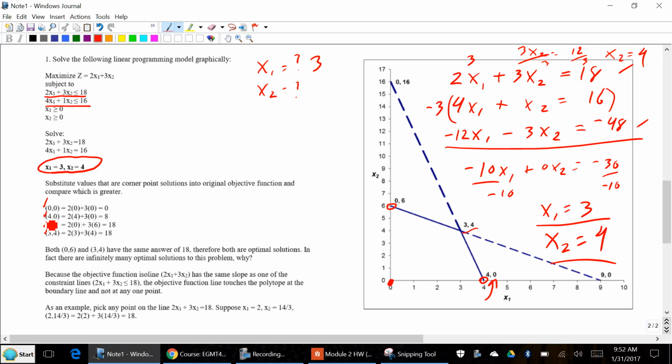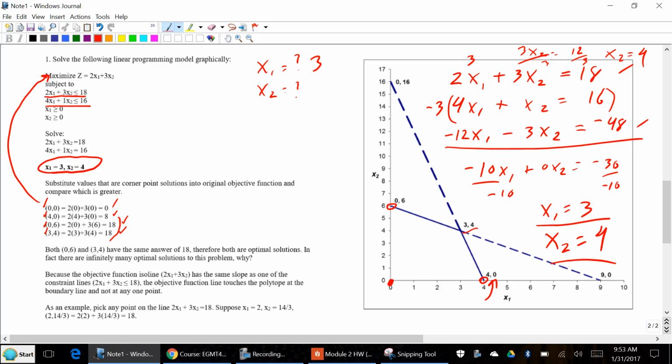So we have all 4 points. Now what we're going to do is simply plug those 4 points into our objective function and just evaluate what the value is. So if you plug in 0, 0, you get a 0. If you plug in 4, 0, you get 8. If you plug in 0, 6, you get 18. And if you plug in 3, 4, you also get 18. Okay? So I created this problem by design to give you this.